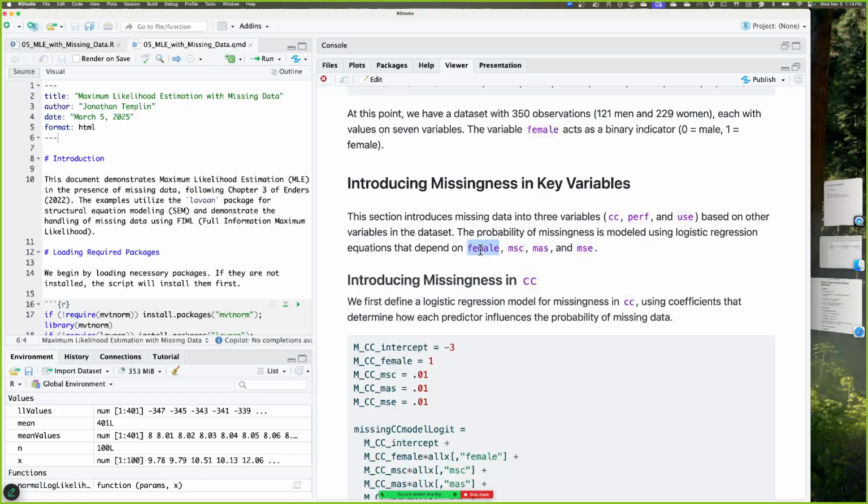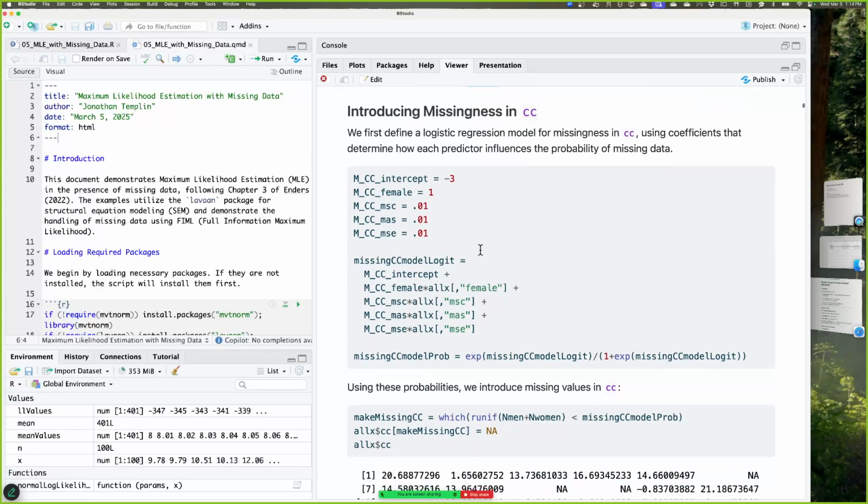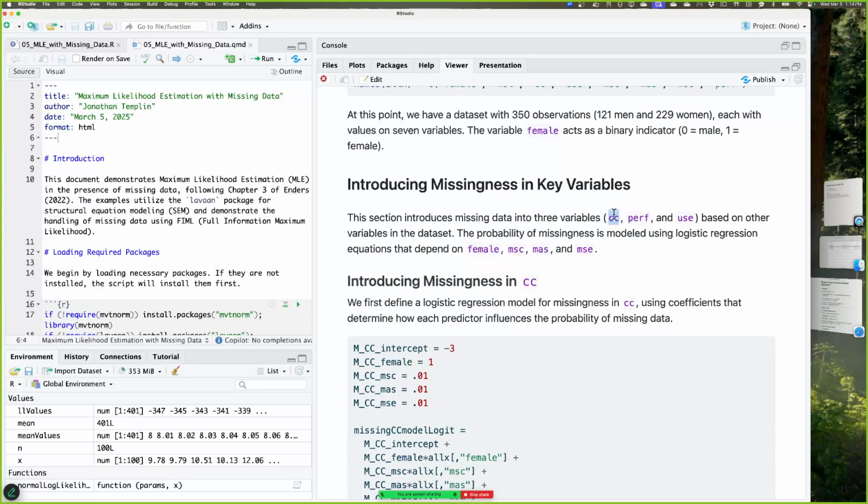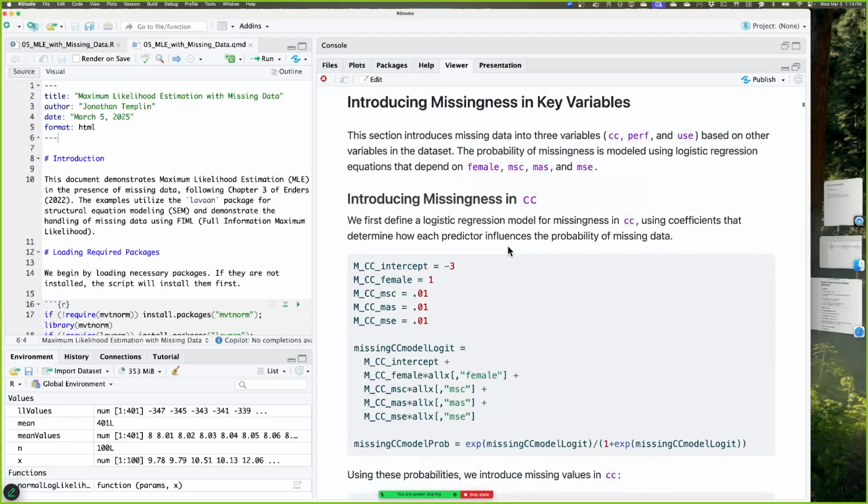And then on top of that, an interaction as well between college credit and the sex, biological sex of an individual, as specified here. So to do this, I have to introduce missing data. I'm going to make sure that CC, performance, and usefulness are missing, but they're going to be related to other values in the data set, thereby meeting the missing at random assumption.